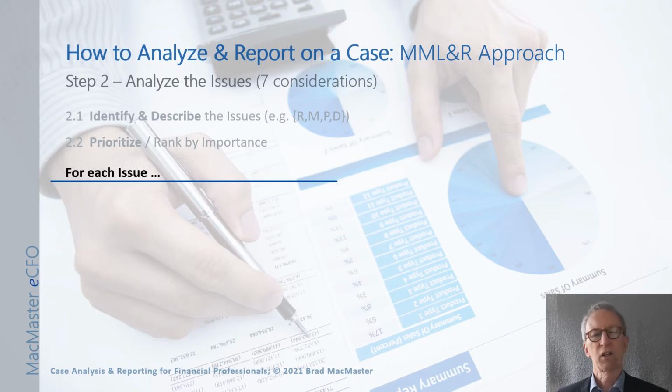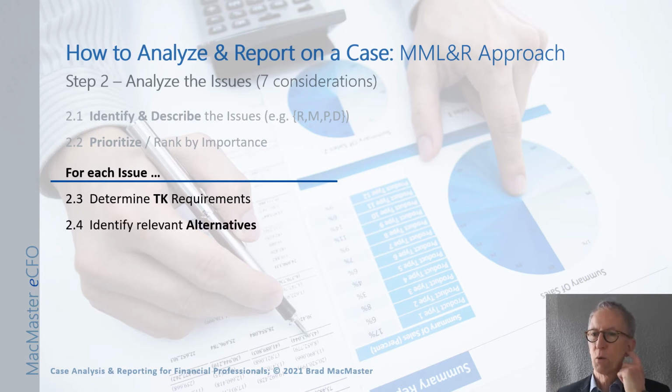So we now are going to go through a series of 5 steps as we analyze each particular issue. The first element is to determine, for the issue identified, what the technical requirements are to address the issue. Next, we want to address what the relevant alternatives are. So, for example, these may be constrained by the choices available under GAAP.